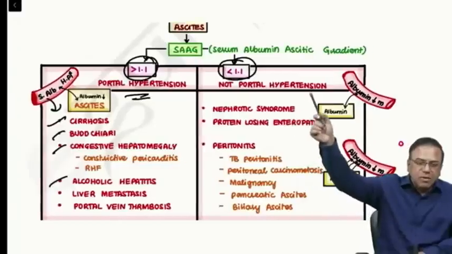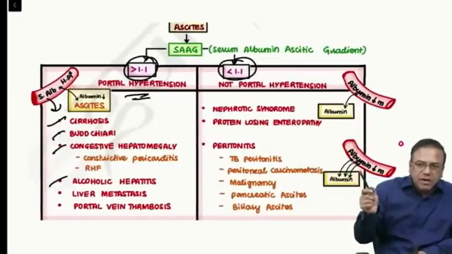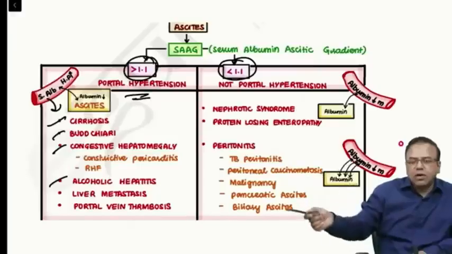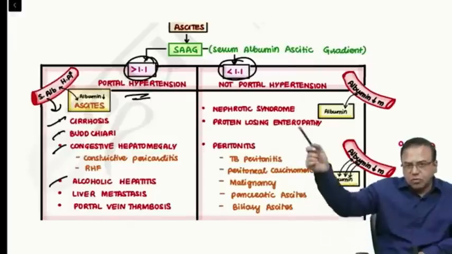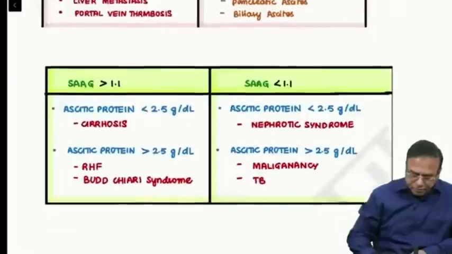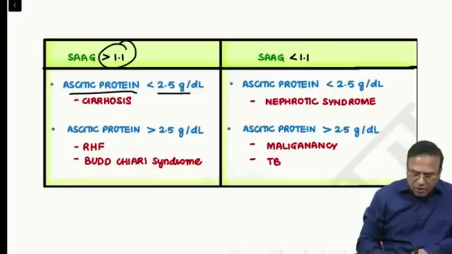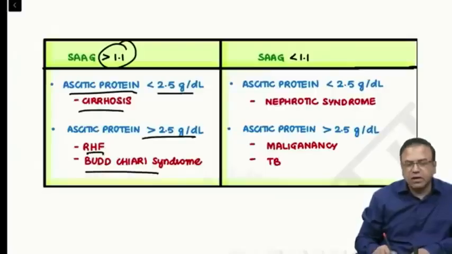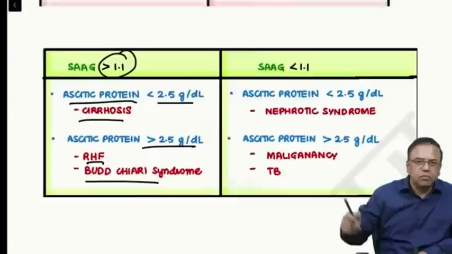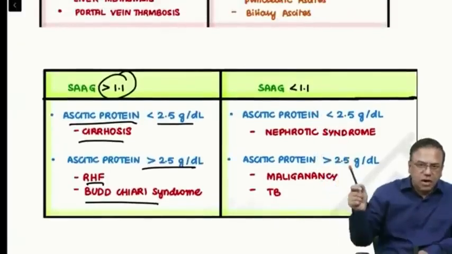Here you see the portal hypertension is not there. Low albumin can cause ascites, or the permeability of the capillary is gone. That's how you can see albumin in the ascites. So in both these conditions, the SAAG will be less than 1.1. If you get SAAG more than 1.1 and ascitic protein less than 2.5, it is cirrhosis. More than 2.5 is heart failure and Budd-Chiari syndrome. Again, SAAG less than 1.1, low protein, nephrotic; high protein, malignancy.